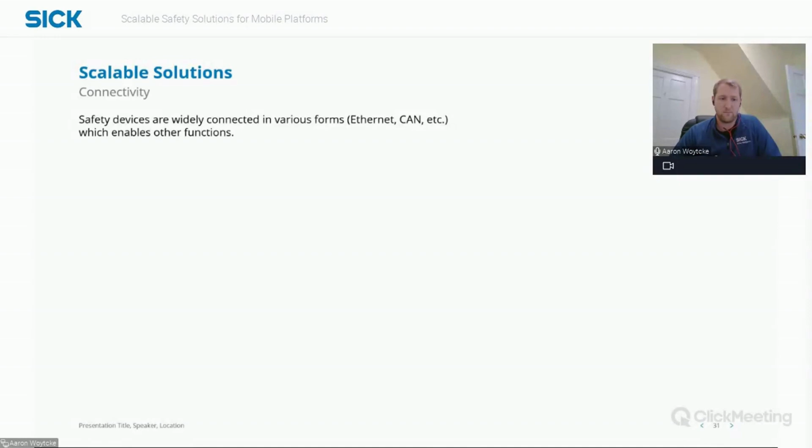You look at the controls architecture in these applications now. Safety devices can be connected in different forms. It could be Ethernet, CAN, a whole bunch of different field bus protocols that allow communication from safety devices to the mobile platform. And by using this, you can enable other functions coming from, say, a safety laser scanner or safety control system. One example of this additional functionality is measurement data that comes from these devices.